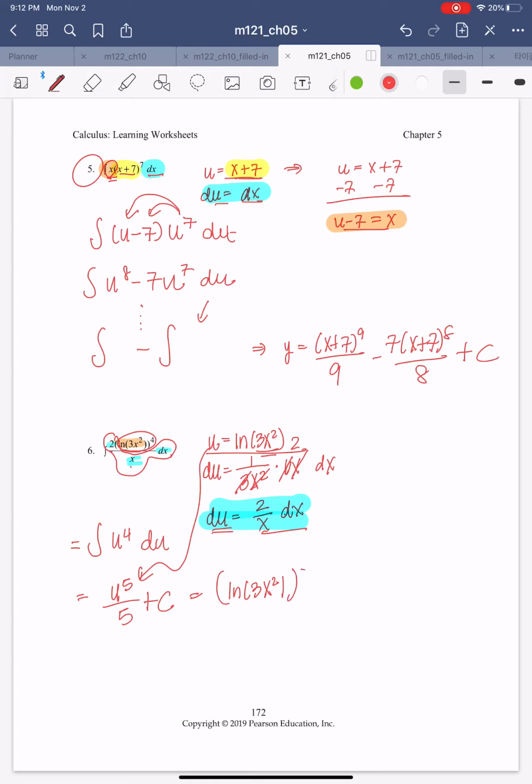Raise it to the 5th power divided by 5 plus c. Done. So it looks very complicated and hard, but you see that once you select the u nicely, it's not bad. It's not bad. Okay.